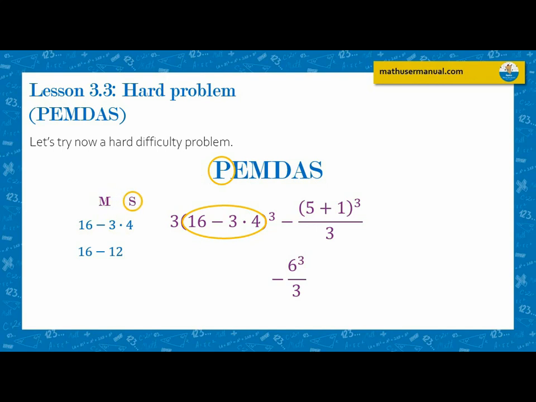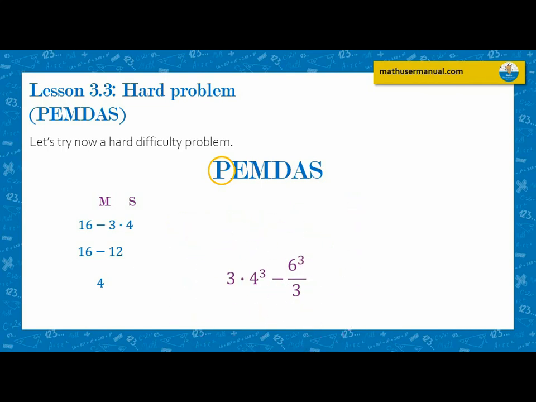Then we move to the subtraction. The subtraction is 16 minus 12, and 16 minus 12 is 4. So that parenthesis, 16 minus 3 times 4, we can replace it now for the answer that we got, which is simply 4. So we had 3 times the parenthesis cubed. It is now 3 times 4 cubed.